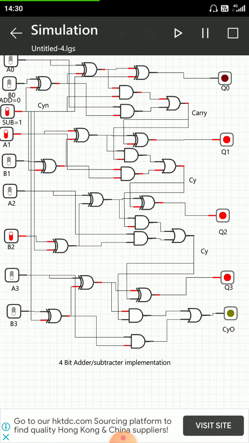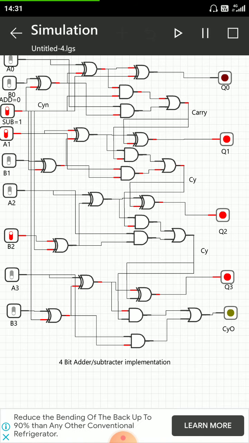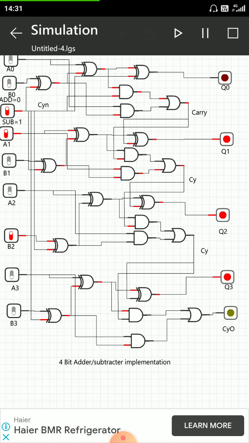To get the result, we need to convert it, because this result is in 2's complement form. First we will convert it from the 2's complement form, right? Only then it will give you the exact result, that is 2. So that is all, you can practice it. Just make your circuit and implement it.